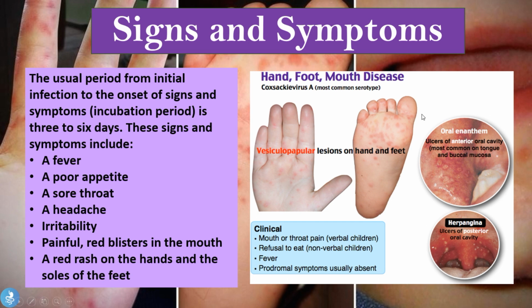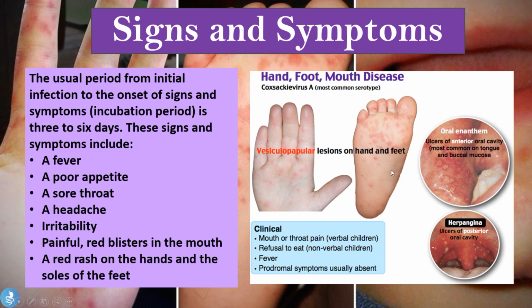So if we take a closer look at this image on the right side of my screen, we see what this vesicular papular rash actually looks like on the hands and the feet. As we can see, they're red, they can be raised and even painful, and they occur on the palms of the hands and the soles of the feet.